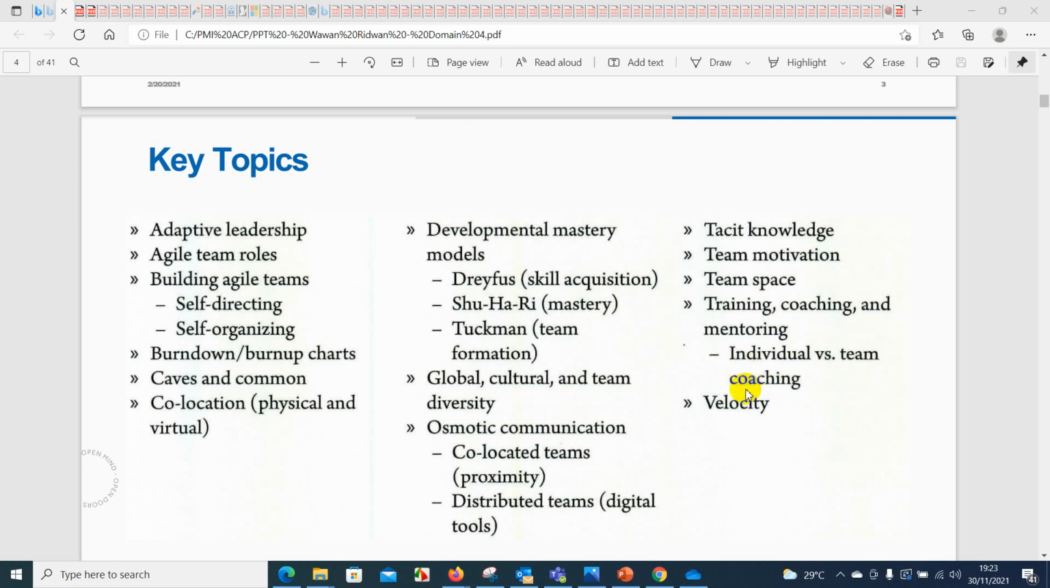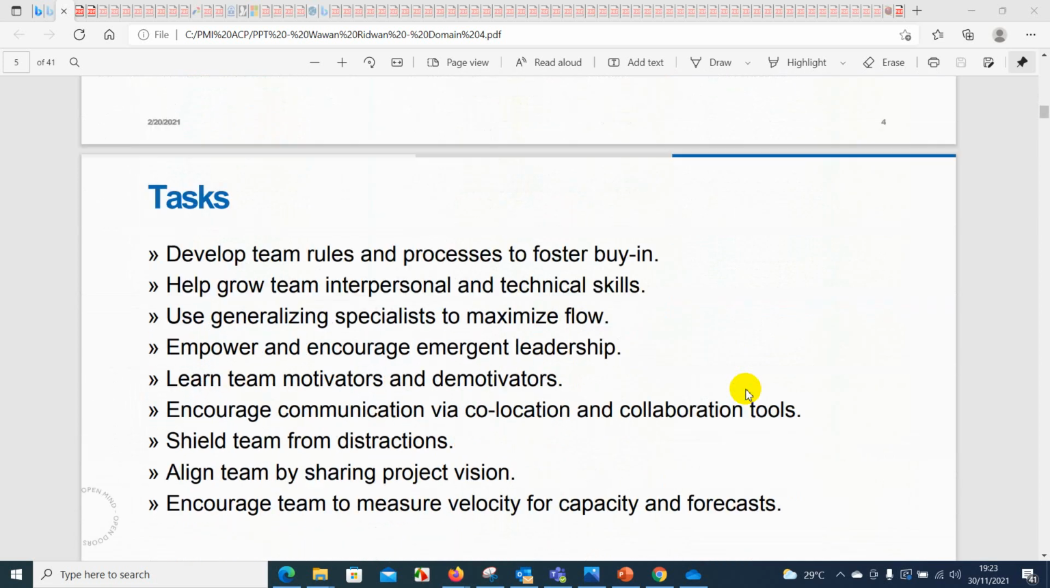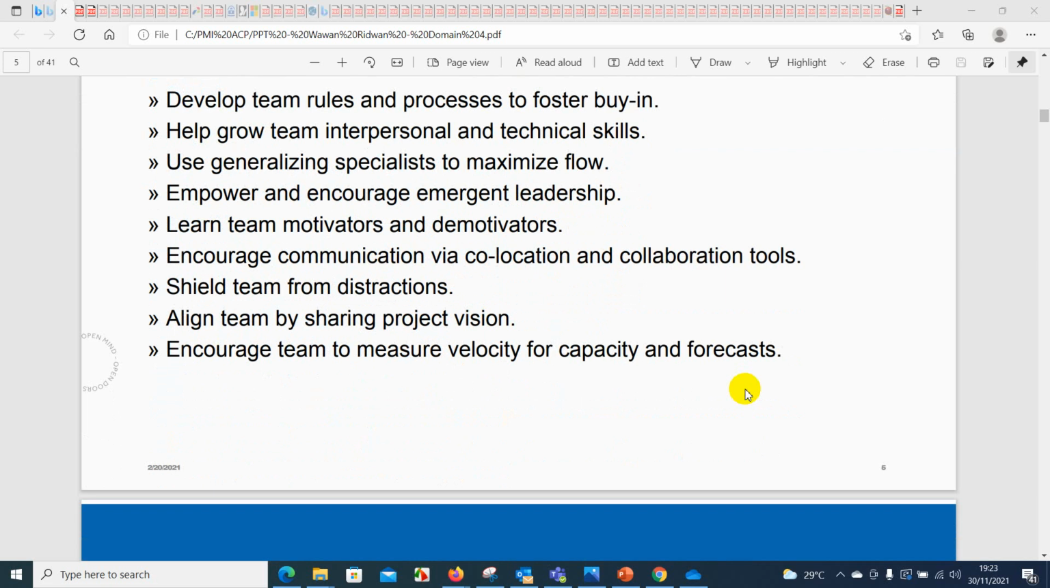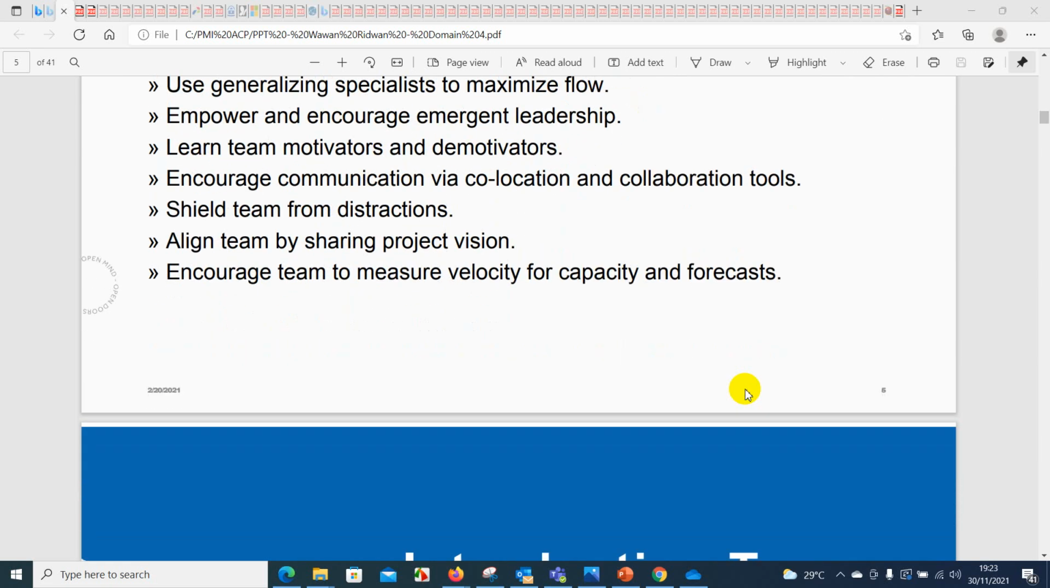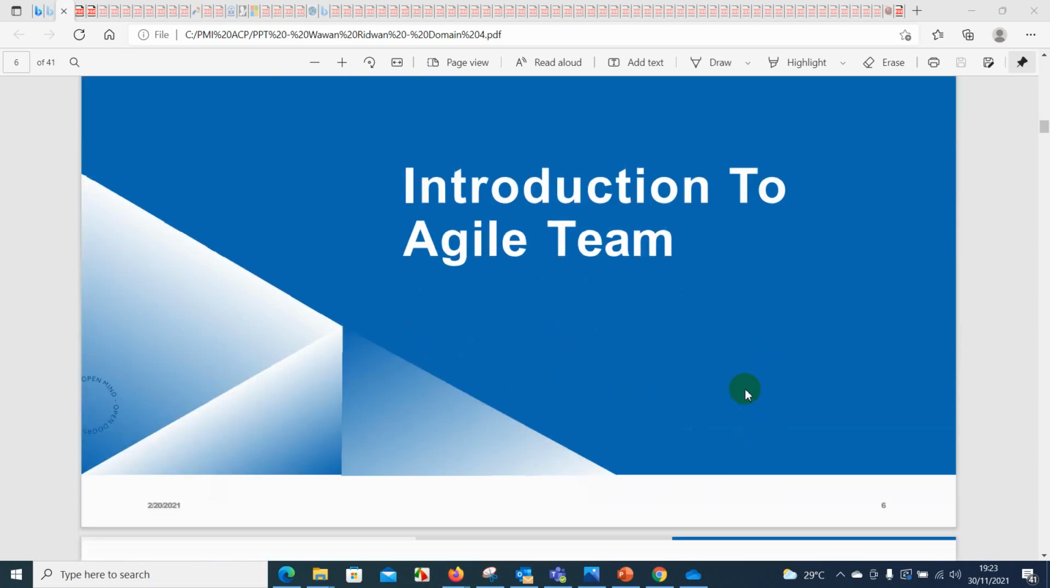Task: develop team roles and processes to foster buy-in, help grow team interpersonal and technical skills, use generalizing specialists to maximize flow, empower and encourage emergent leadership, learn team motivators and demotivators, encourage communication via collocation and collaboration tools, shield team from distraction, align team by sharing project vision, encourage team to measure velocity for capacity and forecast. Introduction to agile team.